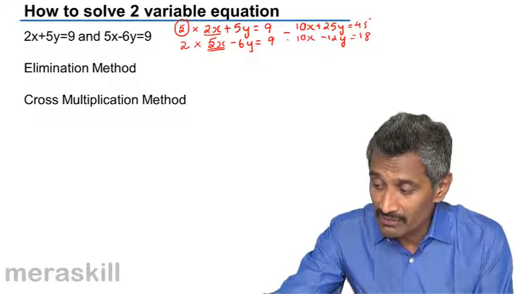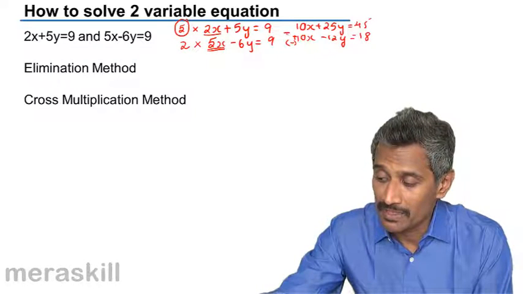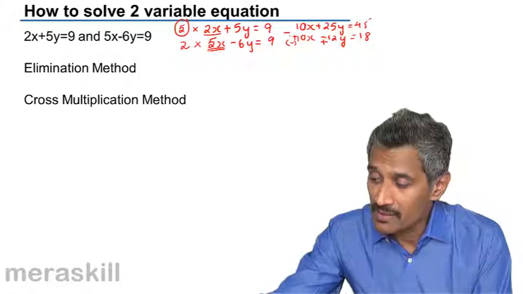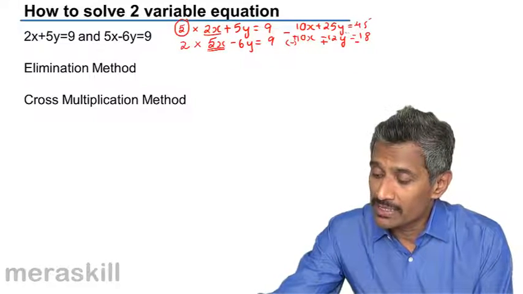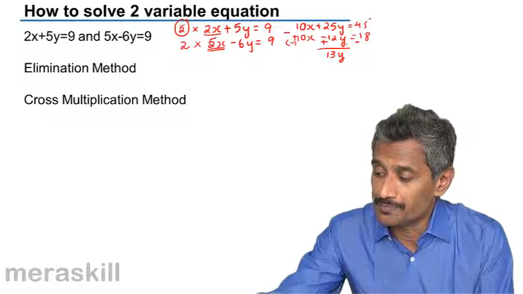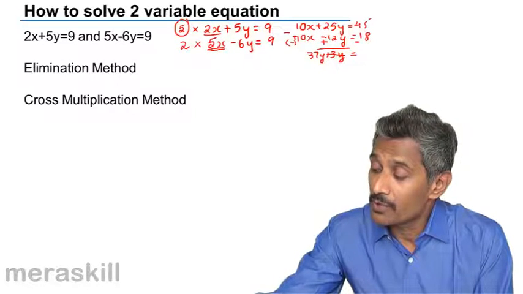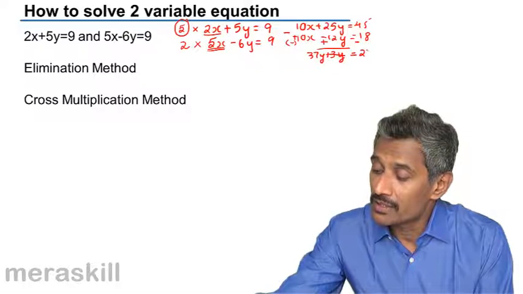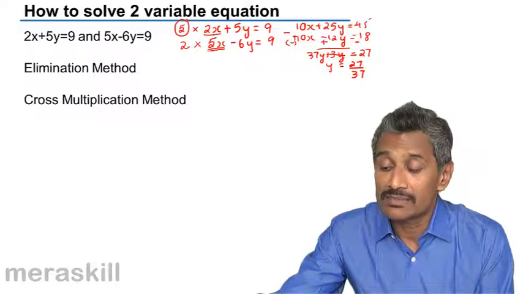So when you subtract the equation, this becomes minus plus, plus of minus is minus, minus of minus becomes plus. So if you look at it, we have 25 plus 12y, that is 37y. And here you have 45 minus 18, which is 27. So y will turn out to be 27 by 37.